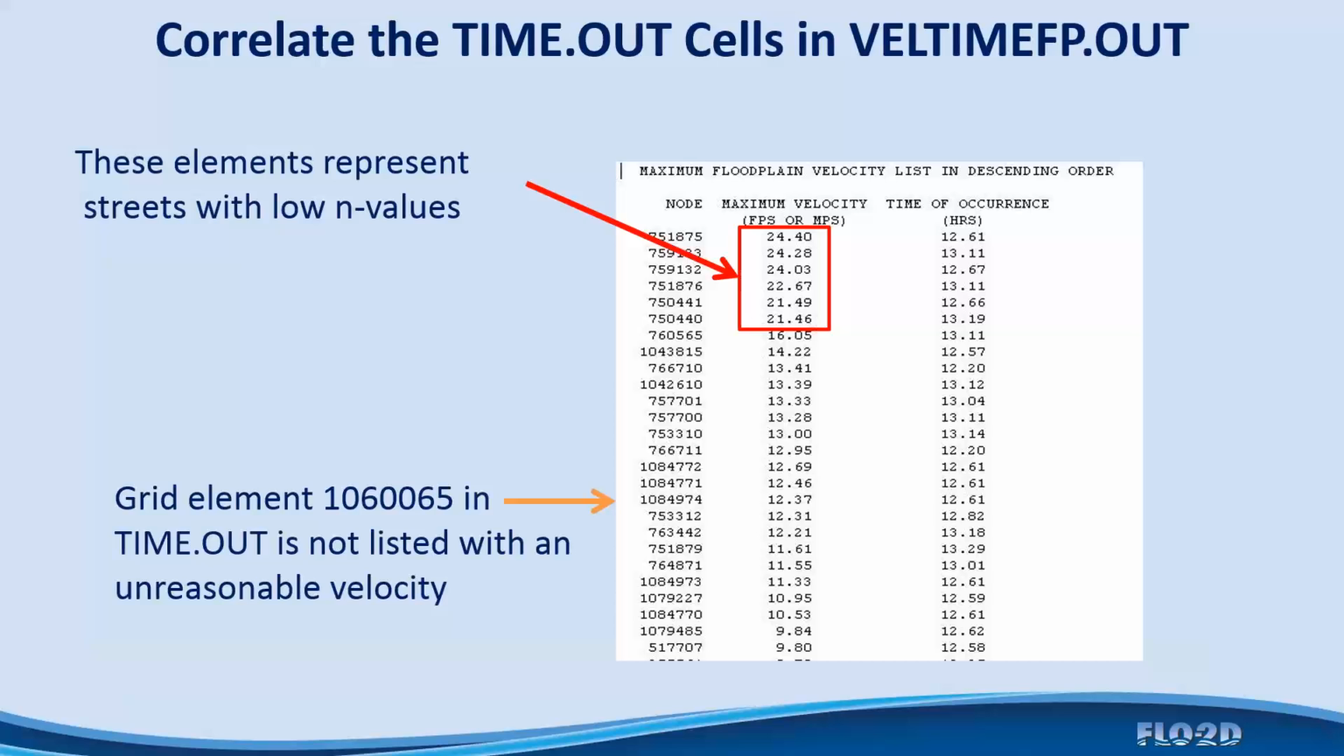What you want to do is get your hand calculator out, throw in a Manning's n value and some dimensions for the street, and see whether, with a particularly high or mild slope, these are appropriate. Now it turns out that this grid element that we said was choking the model, grid element number 1,060,065, is not listed with a very high n value or a very high velocity. So it's not necessarily surging, but it is slowing down the model appreciably.